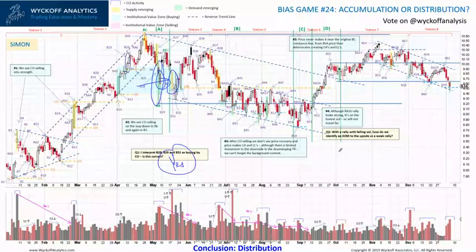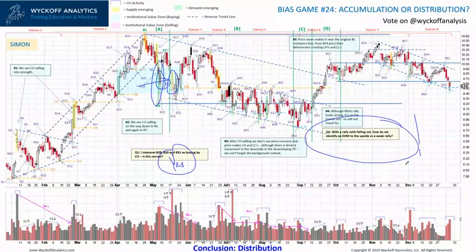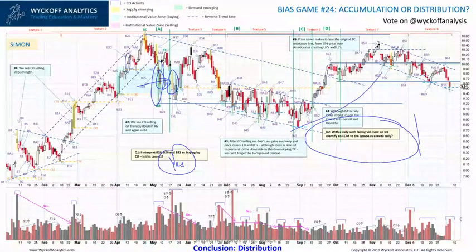All right, second question. With the rally with falling volume, how do we identify an ease of movement to the upside versus the weak rally? And I think that we've done that too. Simon, I think we've covered that, right? So let's not stay on this.